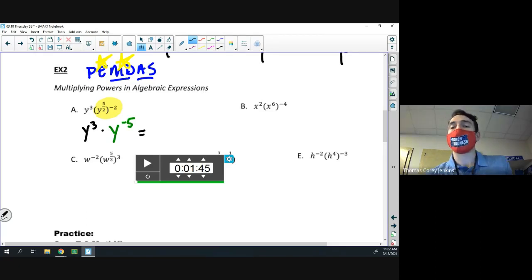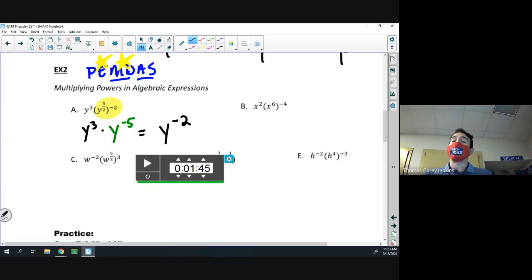Can anybody tell me what y to the 3 times y to the -5 would be? Robert? Y to the -15 power. All right, y to the -15 is kind of a common mistake here. It's not y to the -15. If it's not y to the -15, Corey, what is it? Y to the -2nd.